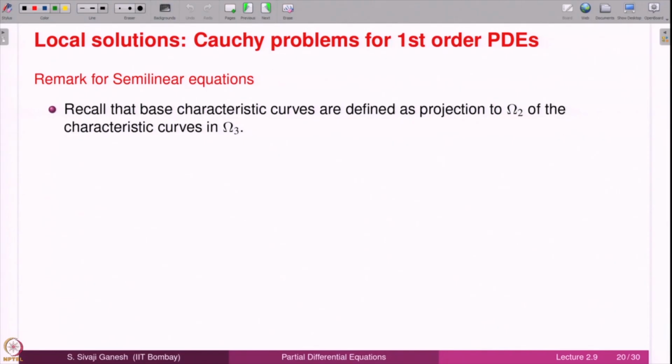Now, this is a remark applicable for semilinear equations. Recall that the base characteristic curves are defined as the projection to omega 2 of the characteristic curves in omega 3 in the context of general quasi-linear equations. But in a semilinear equation, base characteristic curves can be found independent of the characteristic curves, because the equations governing the base characteristic curves, namely dx by dt equal to a and dy by dt equal to b, involve only x and y. A and b are functions of x, y only; they do not depend on z. Therefore, base characteristics can be found independent of characteristic curves.